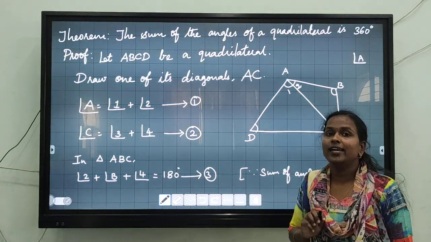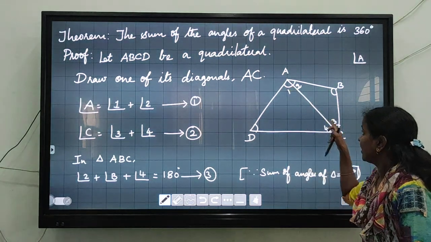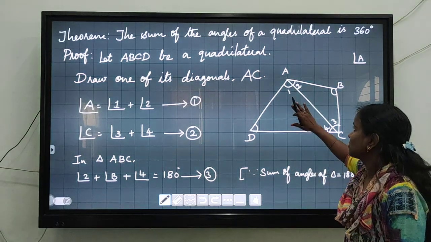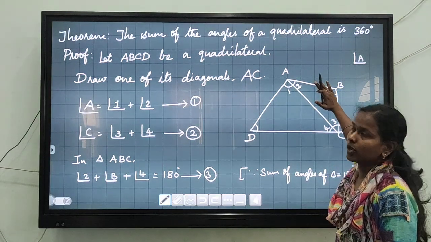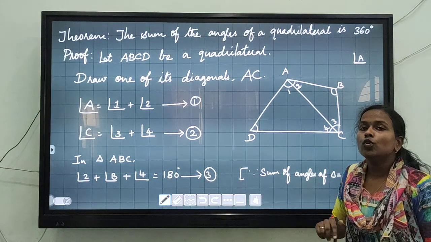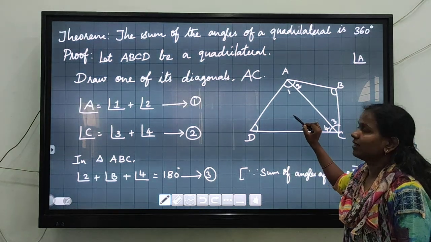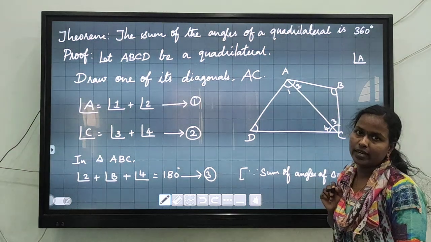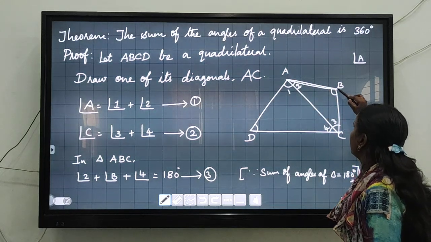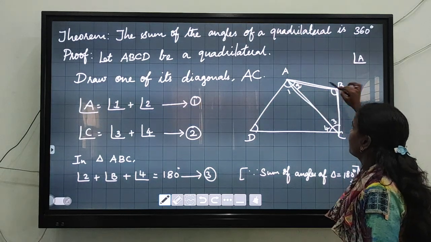Then you know already, see this diagonal divides this quadrilateral into 2 triangles. Okay, so this is one triangle, this is one triangle. Because of this diagonal, this quadrilateral is divided into 2 triangles. You know the sum of the angles of a triangle is 180 degrees. That means this triangle is 180 degrees, this triangle is 180 degrees. So first I am going to consider this triangle. What is the triangle? Triangle ABC. This triangle I am going to consider, ABC.